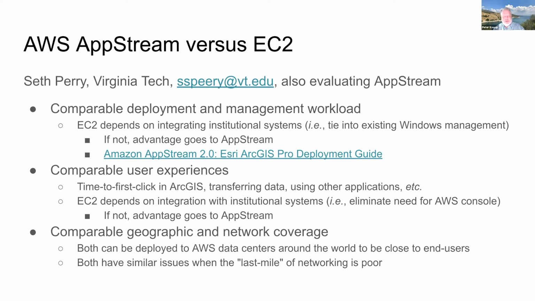Comparable geographic and network coverage. AWS has data centers all over the world, so you can get close to your end users when you deploy this stuff. But both suffer that last mile of networking. If it's poor, then you may not be able to use these virtual environments. So for instance, students who can't get a good Zoom link from where they're at probably won't be able to use these cloud virtual solutions either.